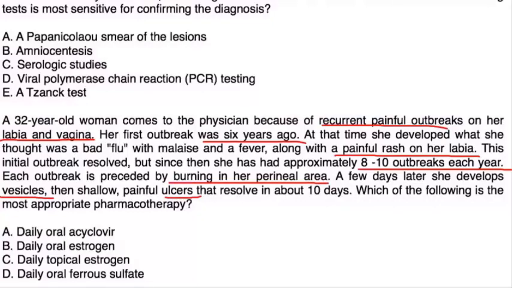Well, it's rather unfortunate, and this clinical vignette illustrates the recurrent nature of herpes simplex. Unfortunately there's no cure, but you can use an antiviral drug known as acyclovir and valacyclovir to shorten the duration of symptoms, and that would be choice A.